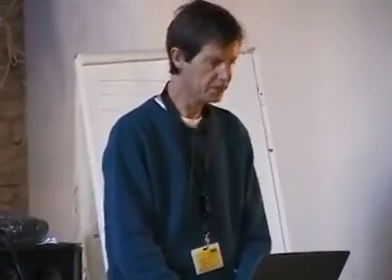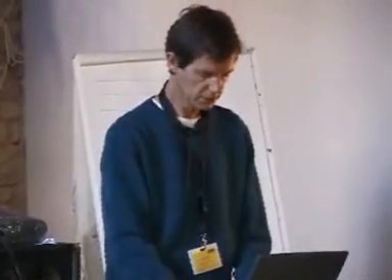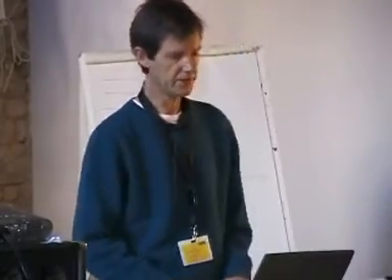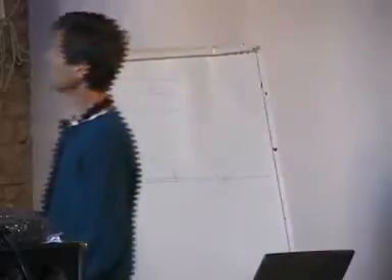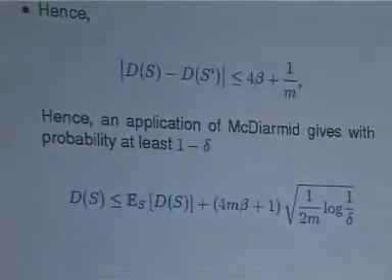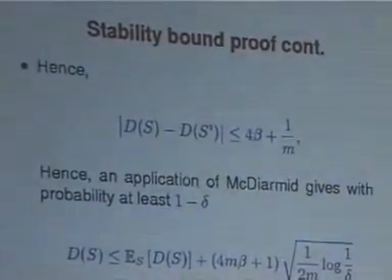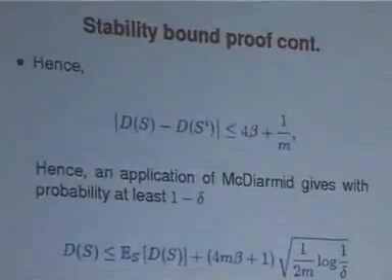Now we've bounded how much the two parts of D of S can change. So we can give a bound on how much D of S can change, and that is 4 beta plus 1 over m. The two parts give 2 beta plus 2 beta plus 1 over m. Plug and play. Remember this is C sub i, and all we need to do is plug in that C of i.